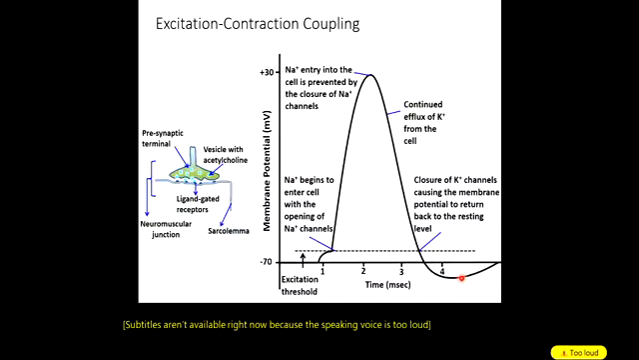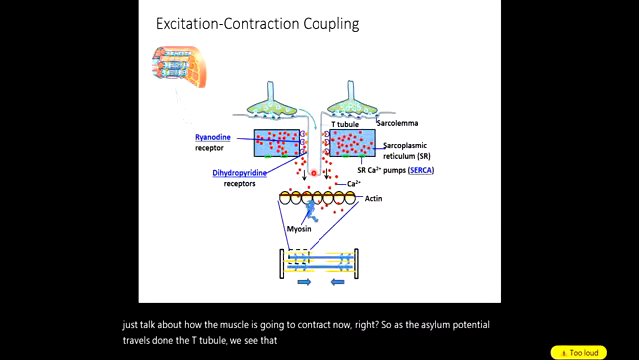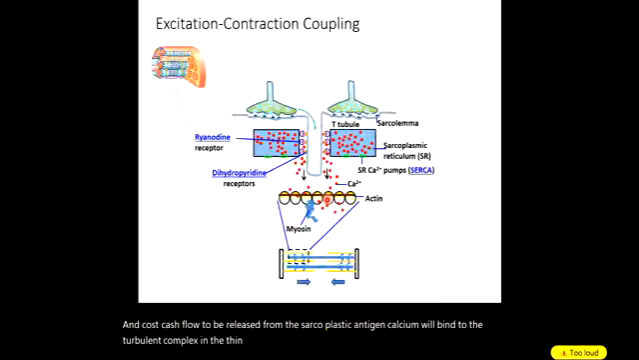And we'll just talk about how the muscle is going to contract now, right? So as the action potential travels down the T tubule, we see that the dihydropyridine receptors, they are sensitive to changes in the voltage. They will interact with the ryanodine receptors and cause calcium to be released from the sarcoplasmic reticulum. That calcium will bind to the troponin complex in the thin filament, permitting interaction between actin and myosin, and that leads to the muscle contraction.